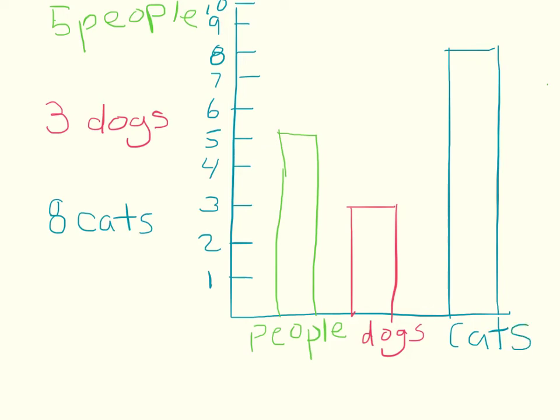Now you can see that this represents 1, 2, 3, 4, 5 people, 1, 2, 3 dogs, and 1, 2, 3, 4, 5, 6, 7, 8 cats. Don't forget to title your graph. The title of this graph is People and Animals.